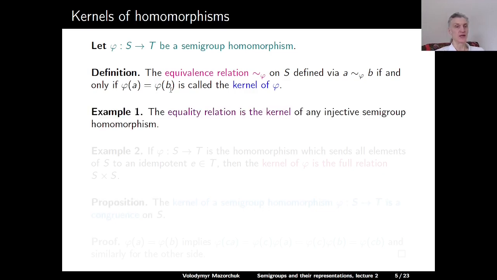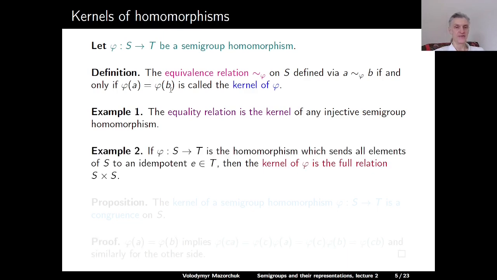Example: the equality relation is the kernel of any injective semigroup homomorphism. Example 2: if phi is a homomorphism from S to T, which sends all elements of S to some idempotent E in T, then the kernel of phi is the full relation S times S. So that's the equivalence relation with a unique equivalence class, the whole of S.